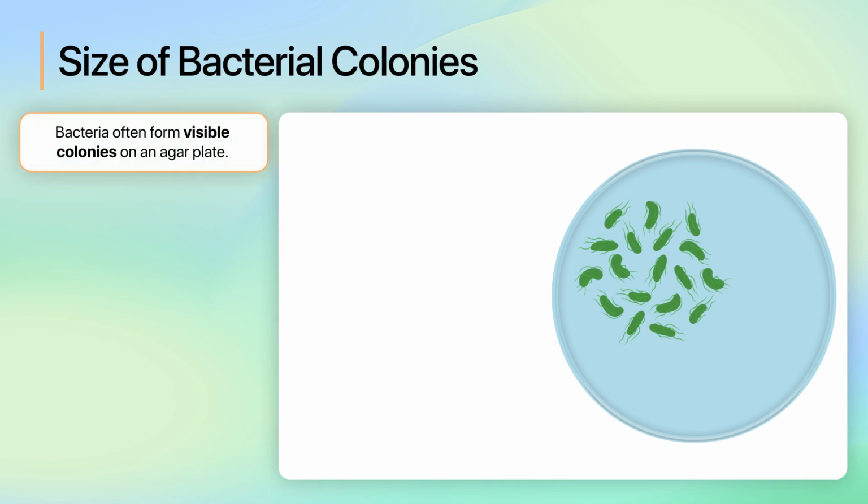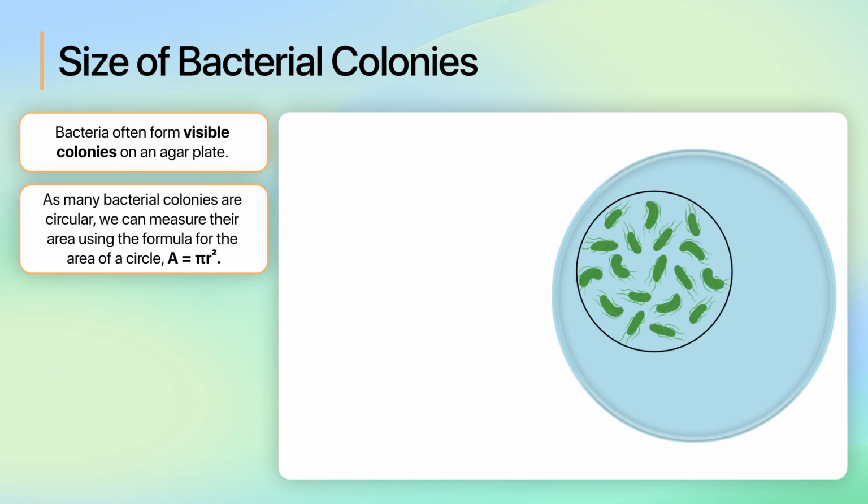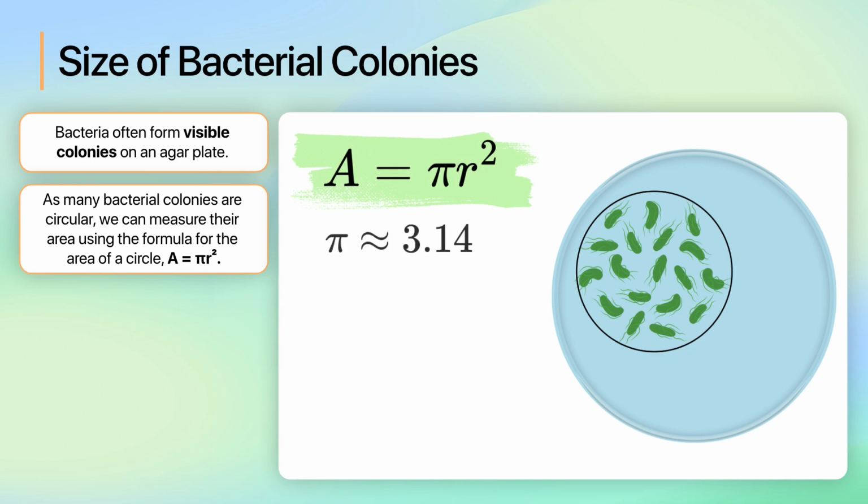To measure the size of these colonies, you need to calculate their cross-sectional area. Since most colonies are roughly circular, you can use the formula for the area of a circle, area equals pi r squared, where pi roughly equals 3.14 and r equals the radius of the circle in millimeters or centimeters.